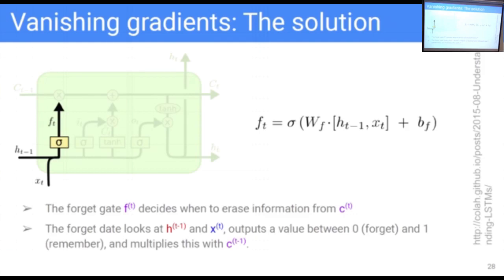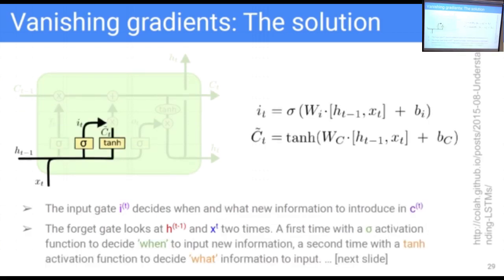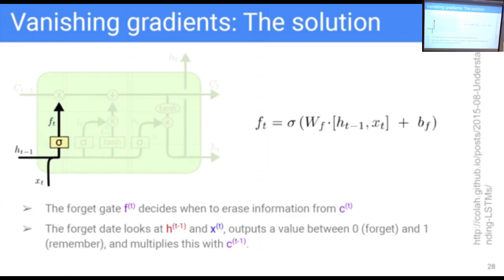Then the forget gate, the only thing that it does is concatenate the previous hidden state and the new input, make some linear transformation with a weight matrix, put it through a sigmoidal transfer function, and the result from 0 to 1 multiplies the cell. For the outputs that are near to 0, it erases the previous memory cell. If it is close to 1, then it doesn't erase it. It allows the cell state to remain.